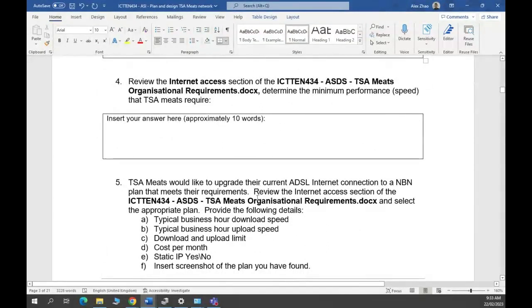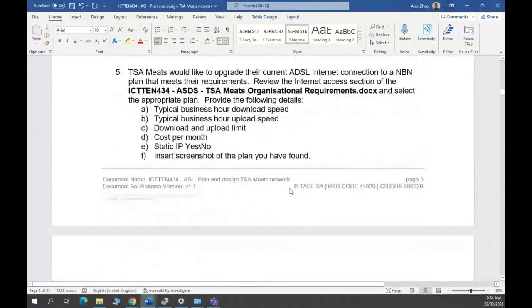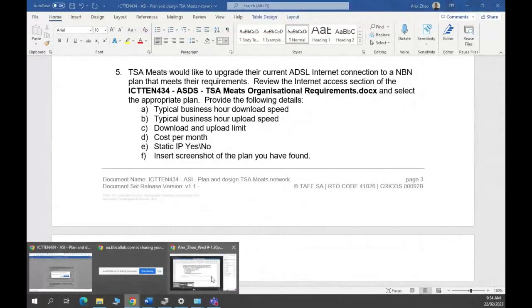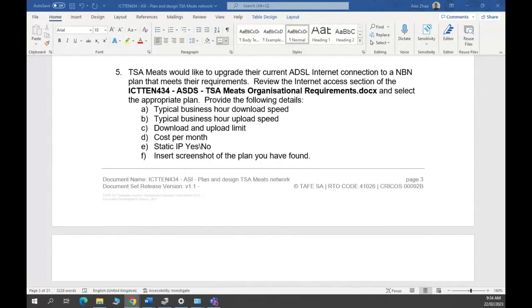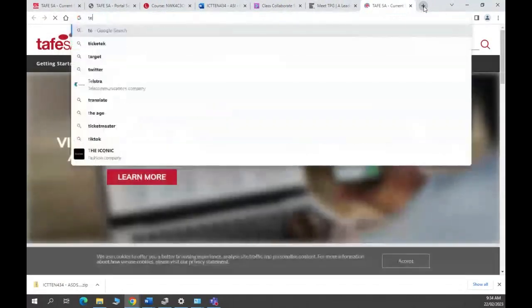If we look at the internet access organizational requirements, determine the minimum performance speed. I'm sure you can just get that information straight out of the requirements, couldn't you? And then number 5 is going to do some research and finding the internet connection. So if I was a student, what would I do? I know I'm not trying to be funny, but it's literally that the preferred supplier is Telstra.